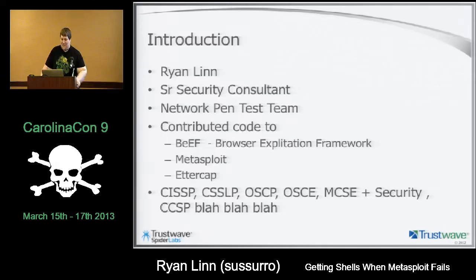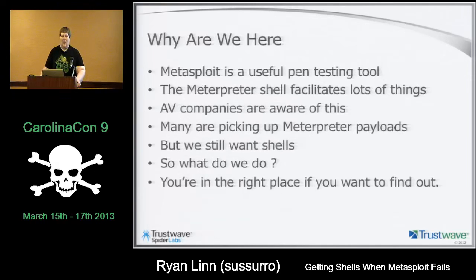I'm Ryan. This is Stuff About Me. We're going to be talking about what happens when we try to use Metasploit and then things don't go well. Metasploit's a helpful pen testing tool, but AV is getting better at picking up stuff. So we're going to figure out how to do some AV bypass and some other ways to get shells when Metasploit's just not doing it.